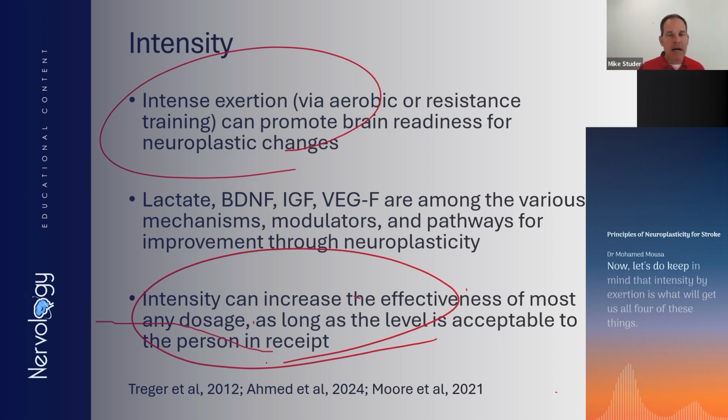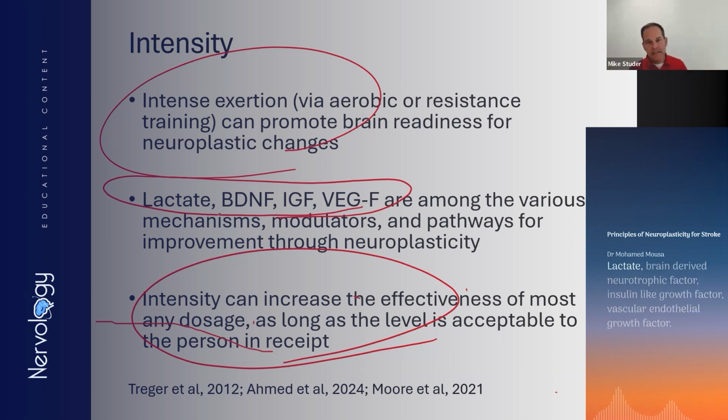Now, let's keep in mind that intensity by exertion is what will get us all four of these things: lactate, brain-derived neurotrophic factor, insulin-like growth factor, vascular endothelial growth factor. All of these promote neuroplasticity through elevated heart rate or resistance training.